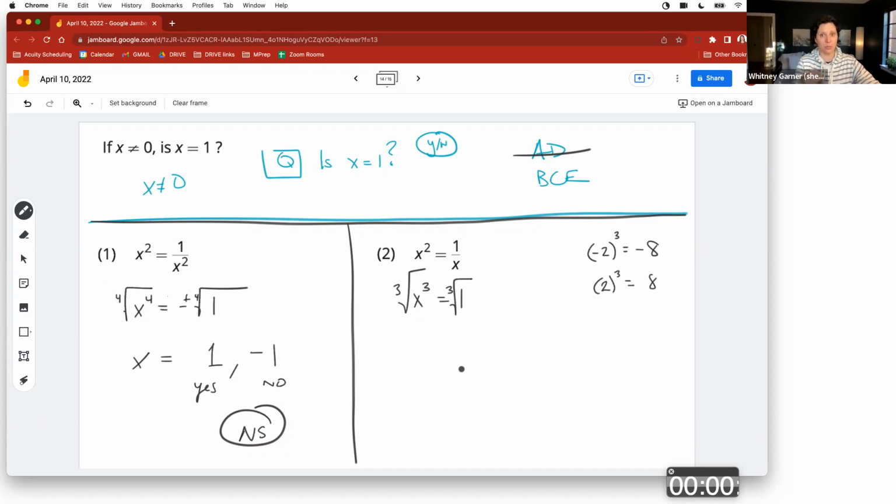I only add the plus or minus when I draw an even power. So x, according to statement 2, x is actually equal to 1, which is in fact sufficient. And so my correct answer is B.